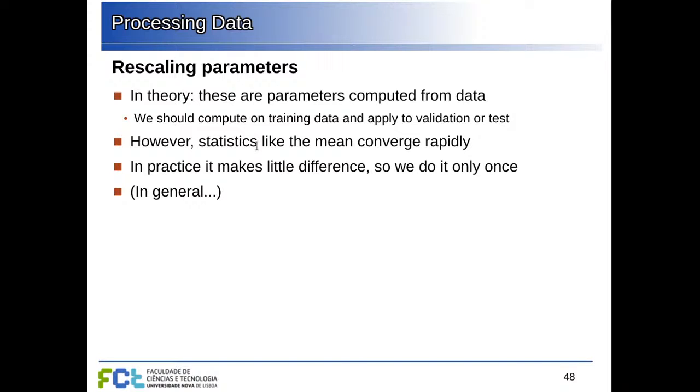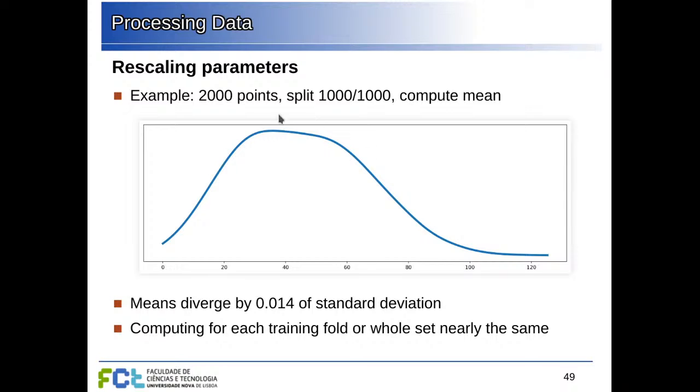So the results end up being almost the same. For example, suppose that we have 2000 points and they have this distribution. They are distributed along this value from 0 to 120, and they are mostly concentrated here. If you split at random 1000 to each side and compute the mean of 1000 of them and compare with the mean of the other 1000, you see that they tend to diverge only by 1% of the standard deviation of this distribution. So basically, if you take 1000 points at random and compute the mean for those, you get practically the same as any other 1000 points or the 2000. It would not make a difference.